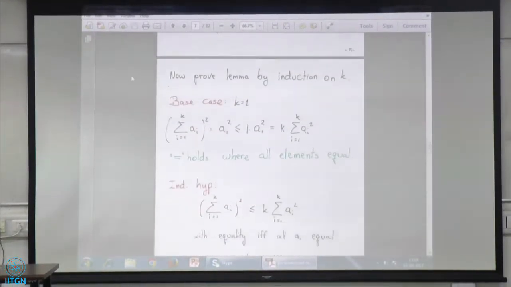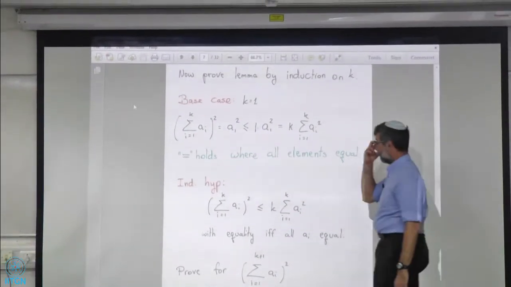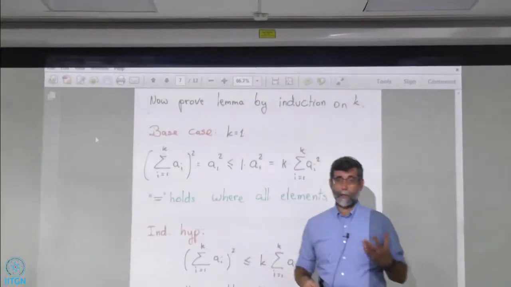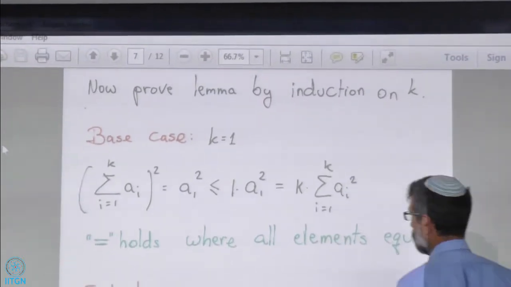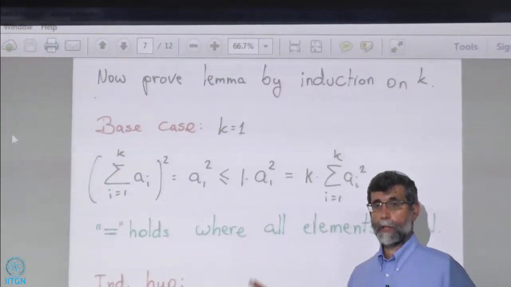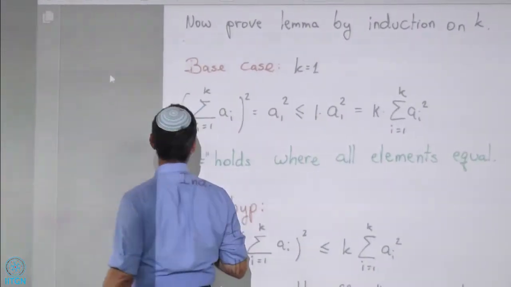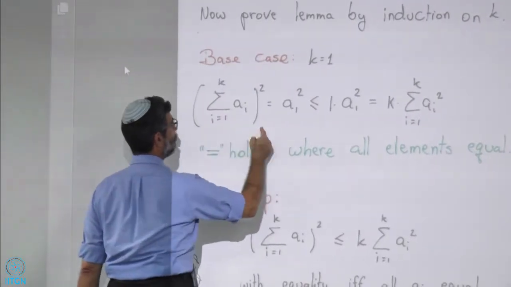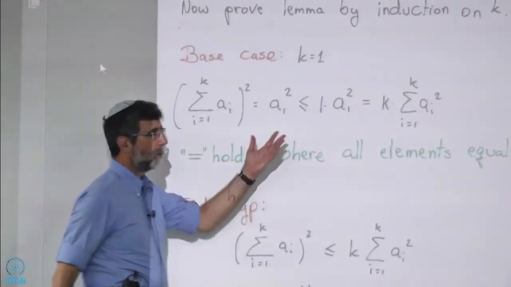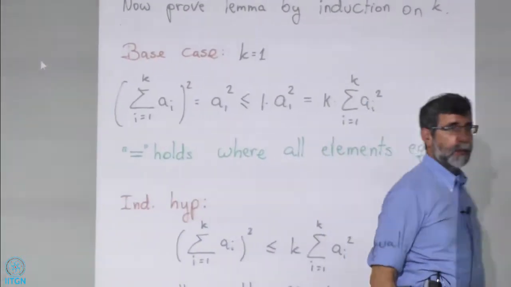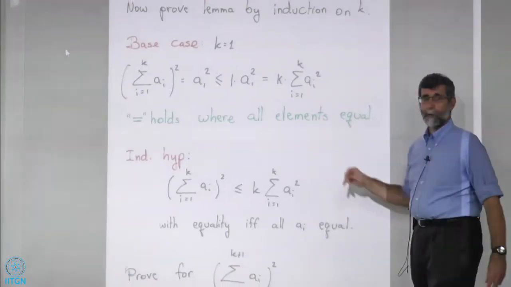So now we can do an induction on k and prove the general case. And so the general case, remember, is that the square of a sum is less than or equal to k times the sum of the squares, where there is equality if and only if all numbers are the same. K equals 1 is almost not needed to write, because the square of the sum is really the square of the number, which is of course less than or equal to 1 times the number. So yeah, all right. And the equality holds when all elements are equal, which is also null.